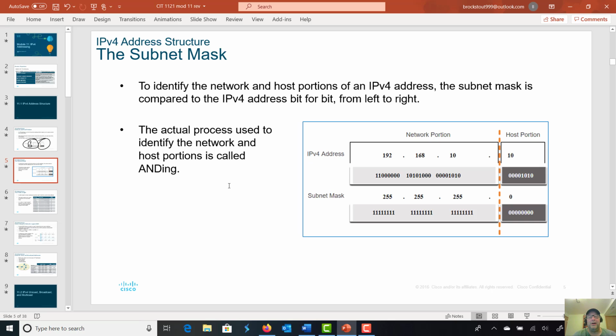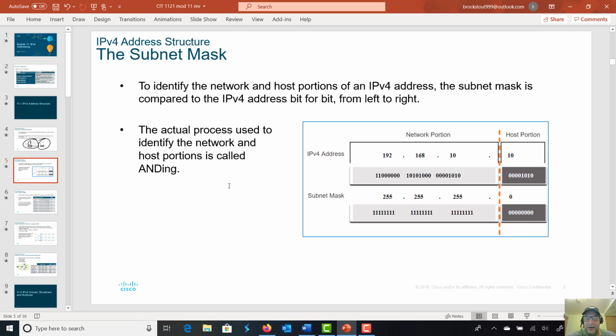Subnet mask, and we just spoke of the subnet mask and how it works. Really, the best way I can describe the subnet mask, and you're going to hear this in following videos too, is it's a series of consecutive ones until it turns to 0, and it's really, really simple. If we look at this subnet mask here, we're going to apply it bit by bit to this IPv4 address.